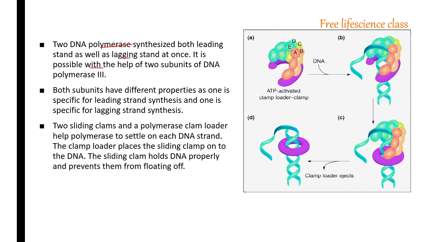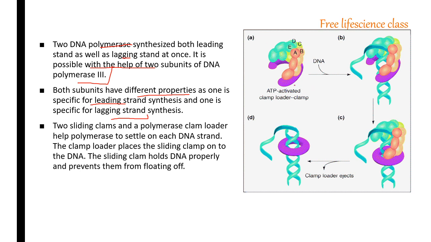So, it is possible with the help of two subunits of DNA polymerase 3. Okay. So, these DNA polymerases have different properties. One is specific for leading strand and other is specific for lagging strand. And now we can discuss clamp loader. There are 2 points which I forgot to tell, so I explained it now. So we are moving into clamp loader.